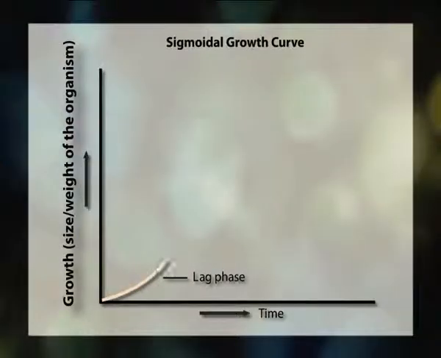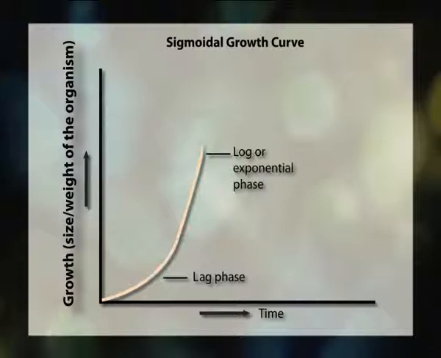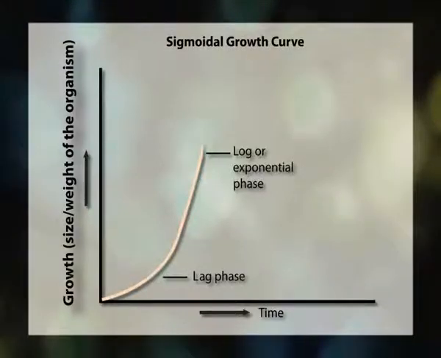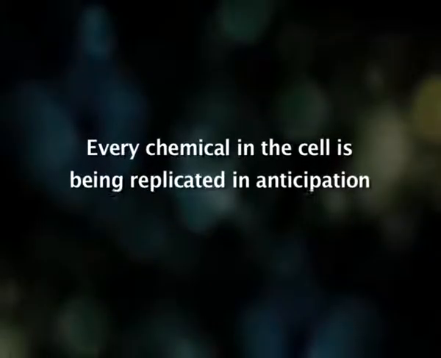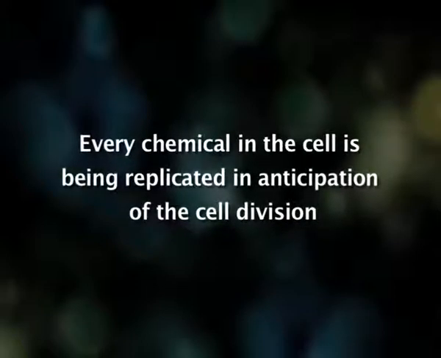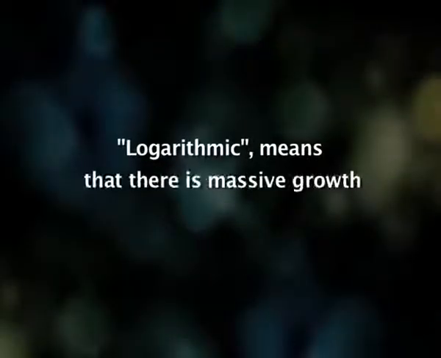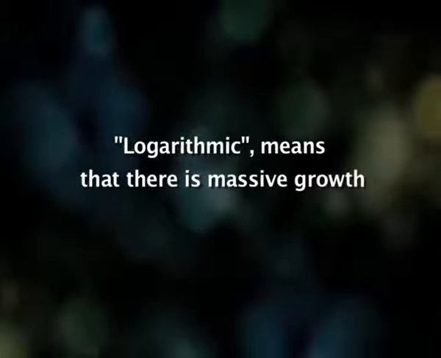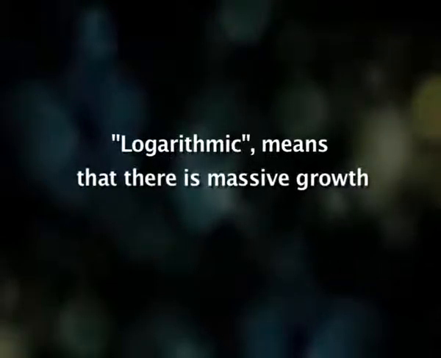In this phase, the cells become extremely active and begin the process of dividing. Every chemical in the cell is being replicated in anticipation of the cell division. The log phase gets its name from logarithmic, which roughly means that there is massive growth. It is a period characterized by cell doubling.